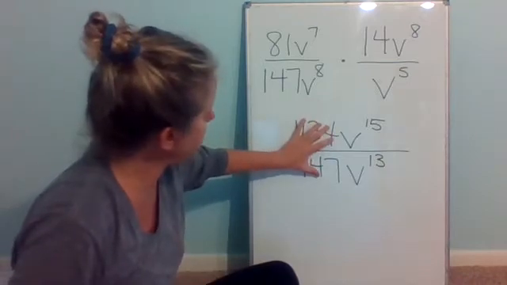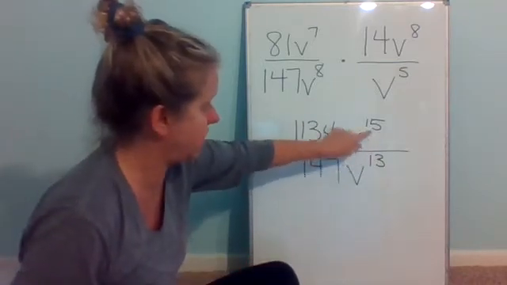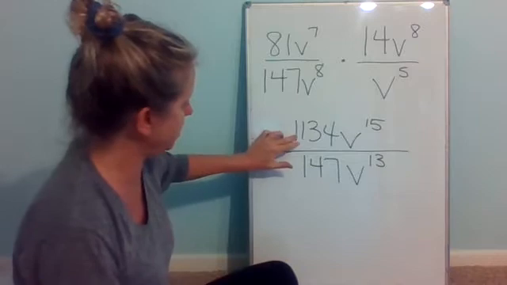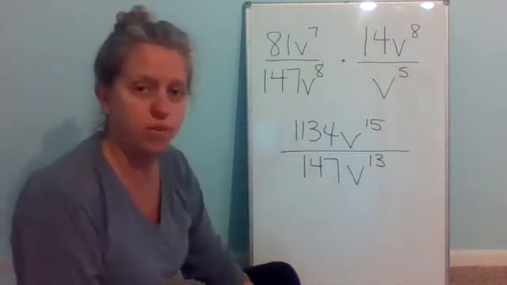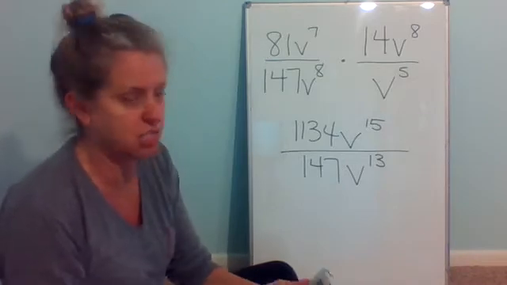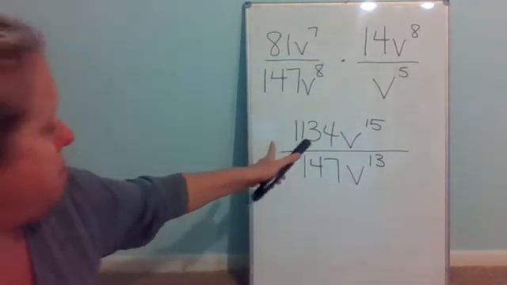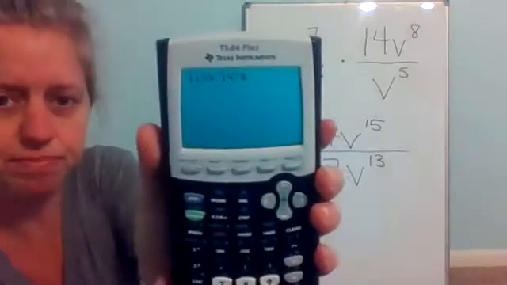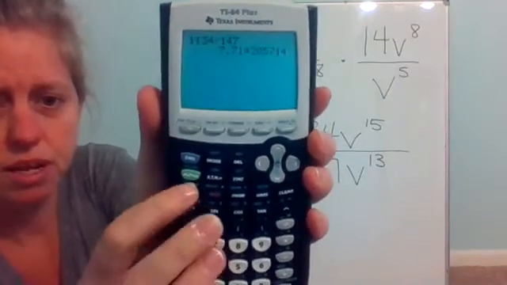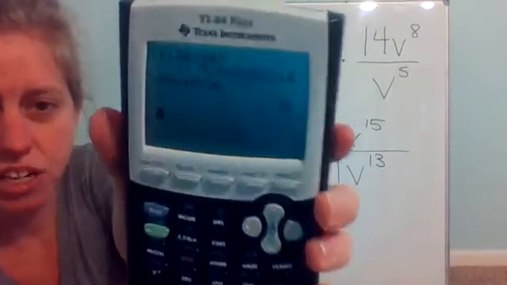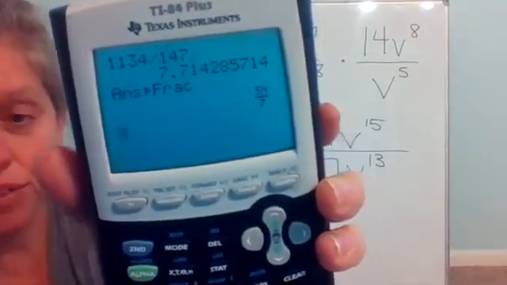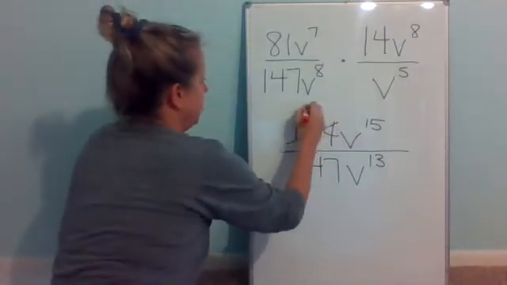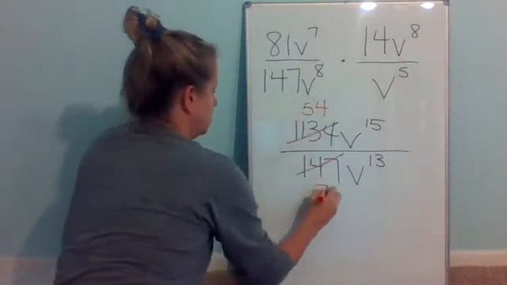Now I need to see if this fraction will simplify. I know I can do some stuff with my b's. I'm going to subtract those exponents. But let's see if 1,134 over 147 will simplify too. So let's just clear out our calculator, and that's what you're going to type in. 1134 divided by 147. Enter. Math, enter that. So let's see, what does that reduce to? 54 over 7. So it does reduce. So this is going to turn into 54 over 7.